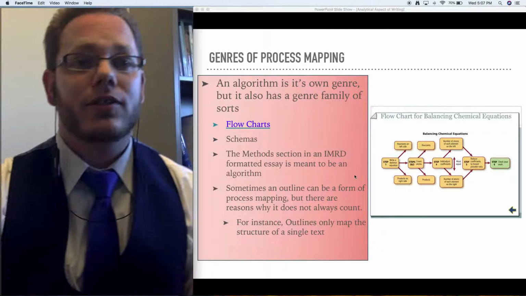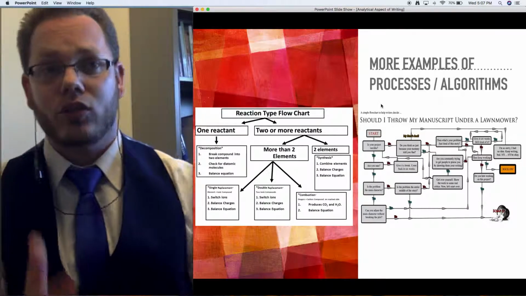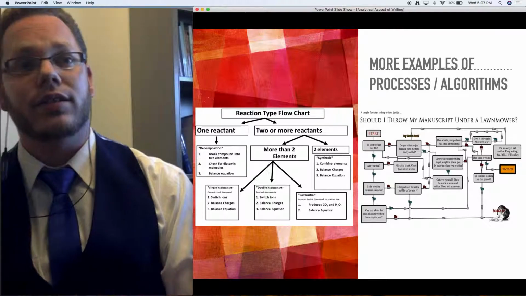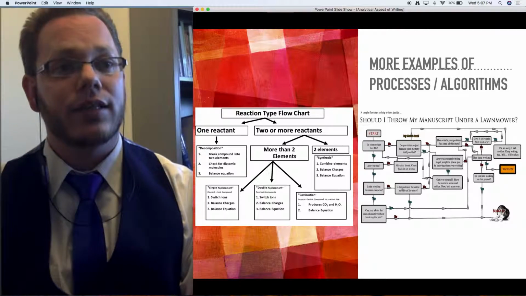Moving on. So as we look at this, let me give you some fun examples we can think about. Just as a few examples, here are some examples of process algorithms. I've got a fun one connected to should I throw my manuscript under a lawnmower? I did get this from the internet.